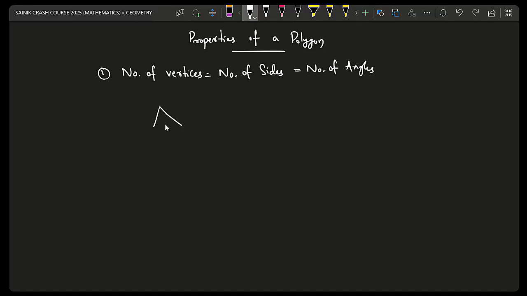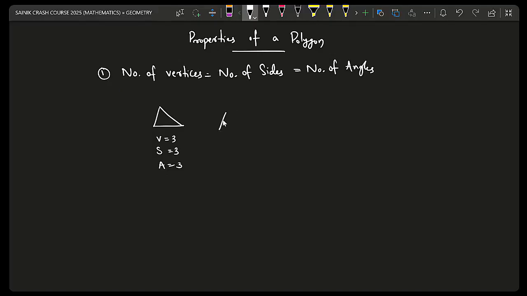Let's take a triangle. Triangle is the polygon having the least number of sides. So the least number of sides required to create a polygon is 3, because with 2 line segments we cannot create a polygon. Okay. So for this, let us identify the number of vertices. 3. 1, 2, 3. Now let's identify the number of sides. 1, 2, 3. So number of sides also 3. And let's identify the number of angles. 1, 2, 3.